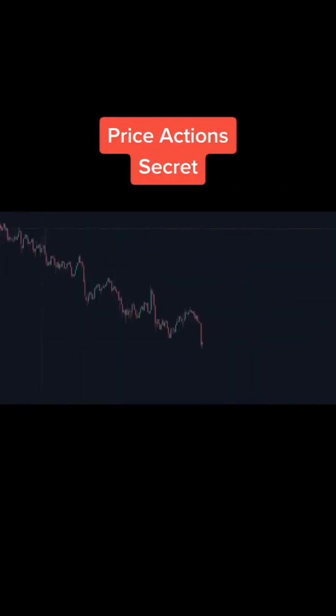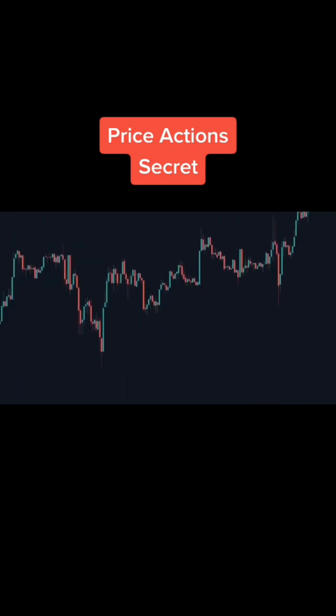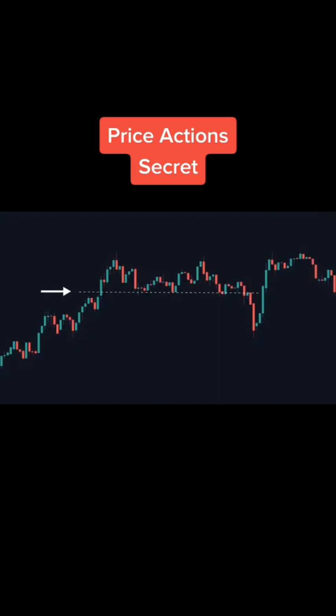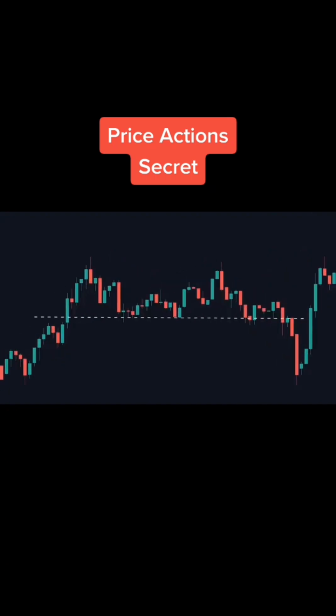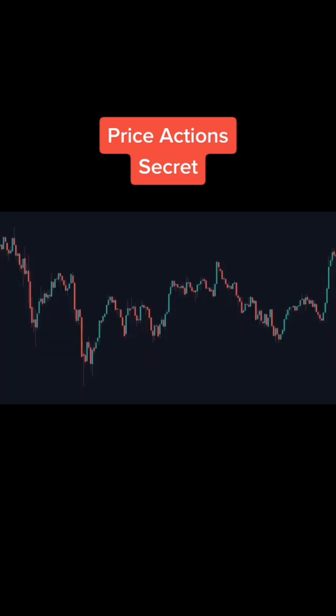Price action. Probably one of the most important aspects of trading with technical analysis. It can predict whether the price will jump or fall, gain momentum or lose momentum. If you don't understand price action, chances are you won't be a successful trader. Let me tell you why.